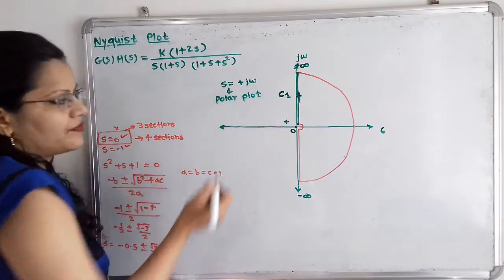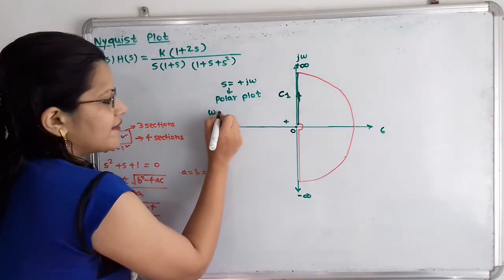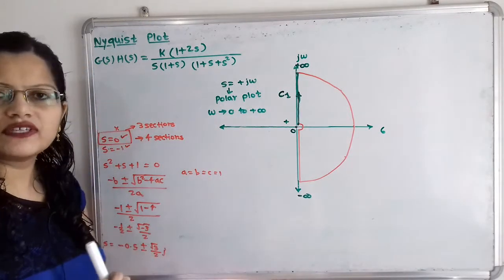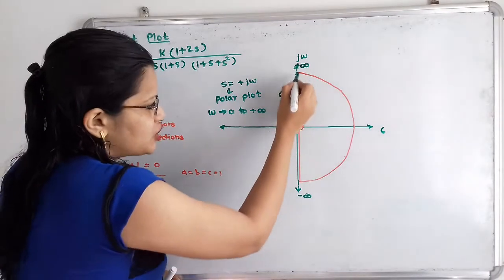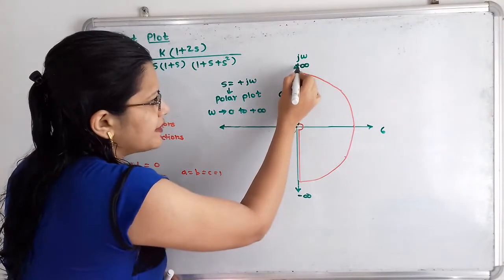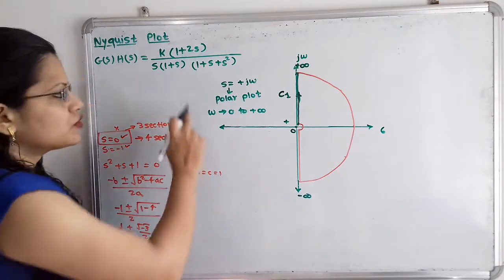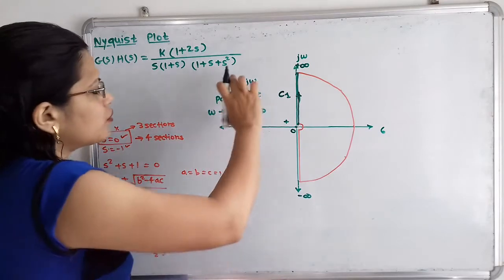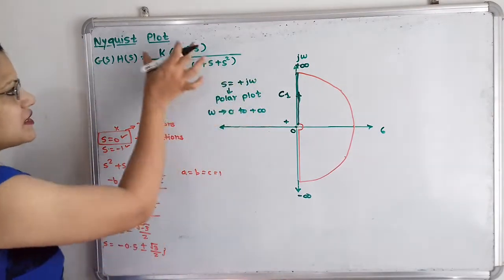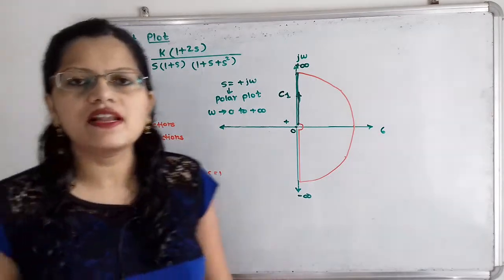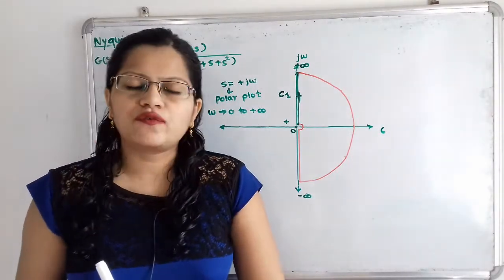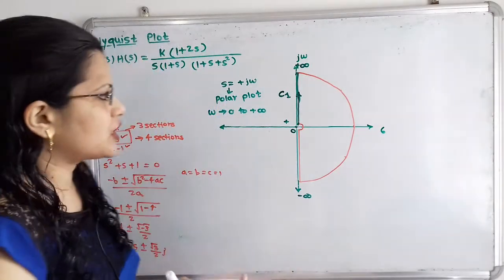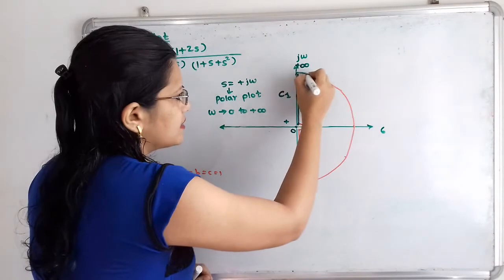And here omega varies from 0 to plus infinity. How have we decided this? Because this section C1 starts from 0 and ends towards plus infinity. So this is all the information for section C1. We will apply this information to this transfer function and draw the Nyquist contour for section C1. Then we will move to the next section, that is section C2. I will first highlight this.